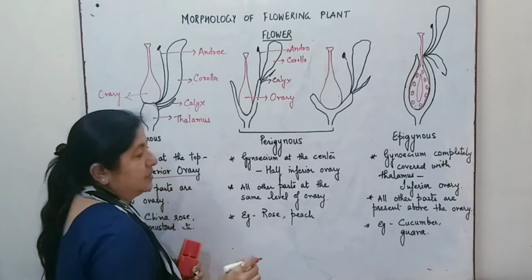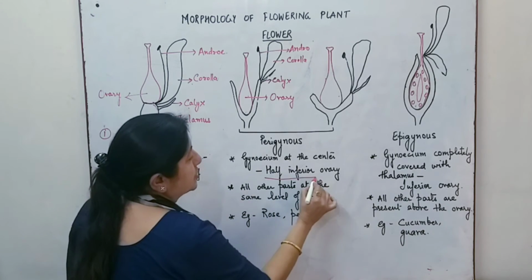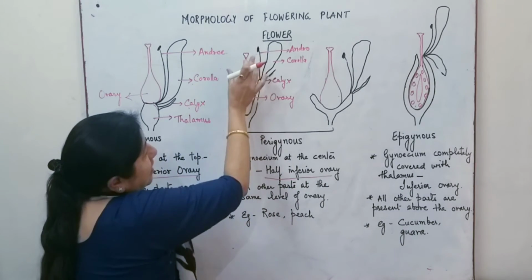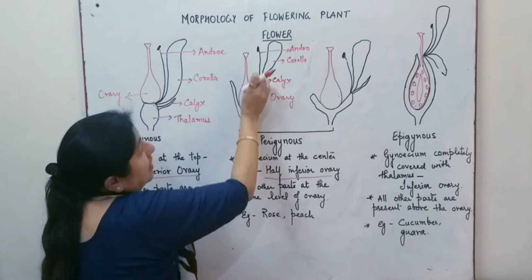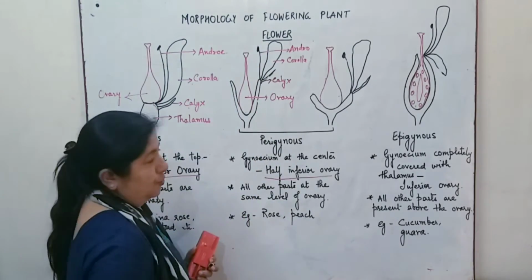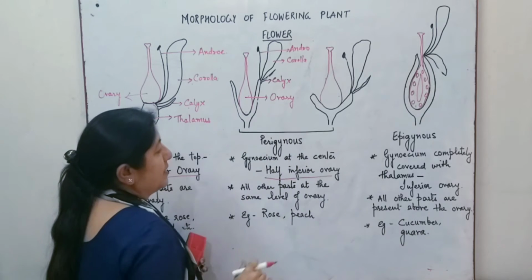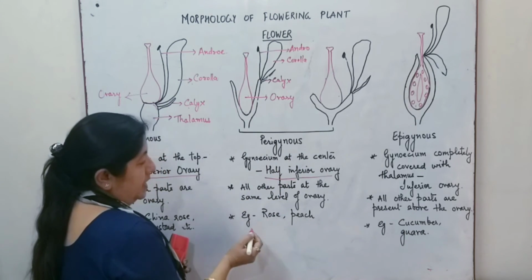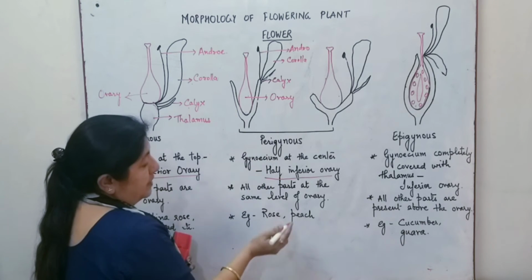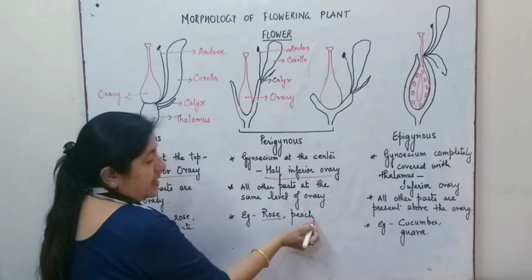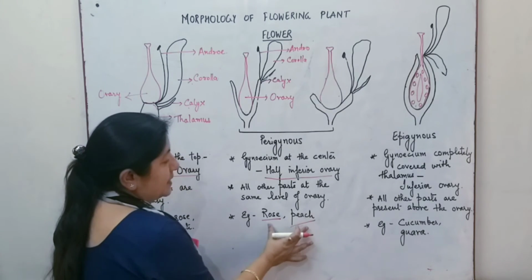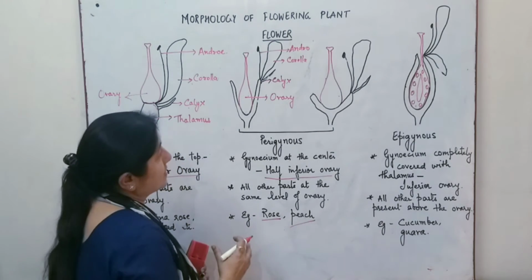In such a case, the ovary is said to be half inferior because the floral parts are neither above the ovary nor below the ovary. So they are at the same level, and in such a case that is half inferior ovary. This type of flower is seen in the rose plant and the peach. There are many other examples, but these are some examples to which you can relate easily.